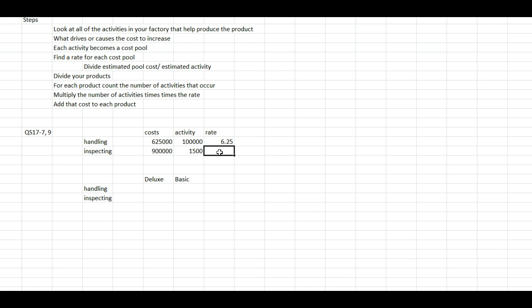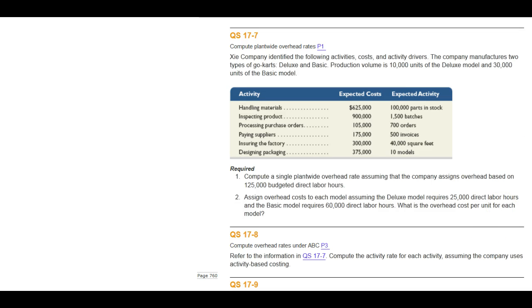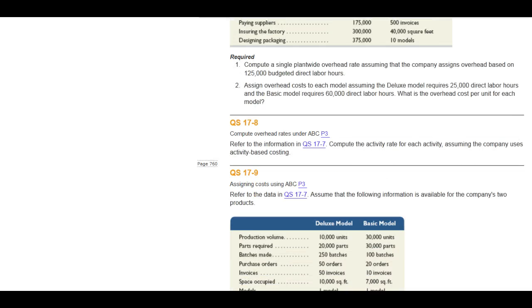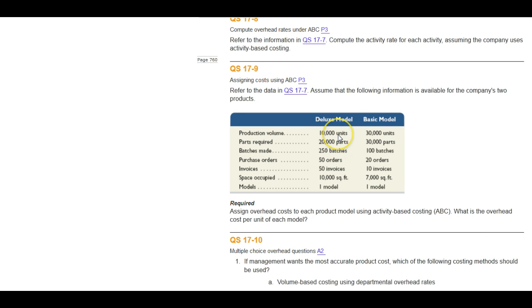Okay? Inspecting is based on batches. So we're going to take a look at that. And our inspecting cost per batch will be $900,000 divided by 1,500 batches, so $600 per batch. All right. So we have a rate for each of our first 2 activity cost pools. So now we're going to apply them to our products. So let's go back to the problem, and we're going to go over to the next part of the problem, which is 16.9, and it looks as though our deluxe model and basic model, those are 2 products, and we're going to use 10,000 units on deluxe, 30,000 for basic.